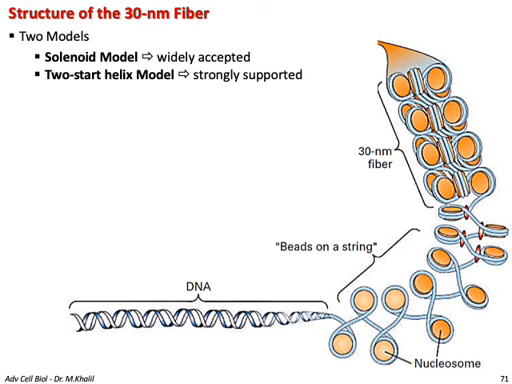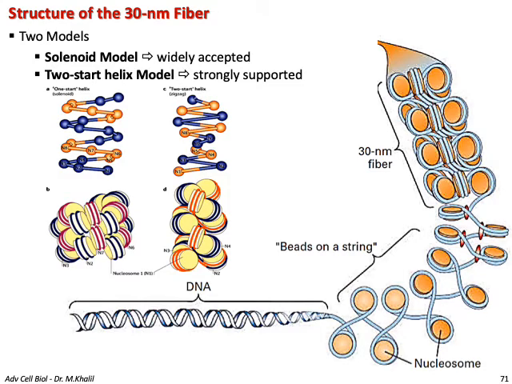This is followed by a higher order of condensation called the 30 nanometer fiber, in which these nucleosomes are again wrapped around themselves to form a thicker structure, which is a 30 nanometer fiber. There are 2 proposed models for the structure of the 30 nanometer fiber, the solenoid model and the 2-start helix model. The solenoid model is the widely accepted, while the other one is strongly supported. The first figure shows the solenoid model, while the other figure shows the 2-start helix. You can see that both of them look like a zigzag, but the 2-start helix model is a zigzag in different dimensions.